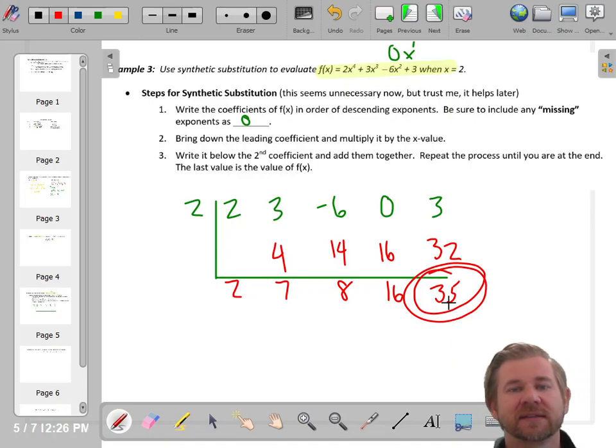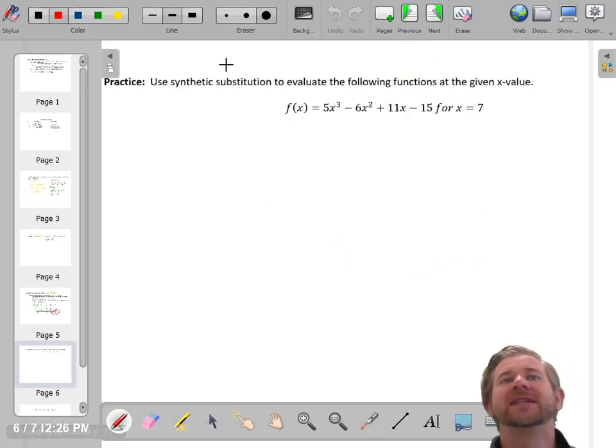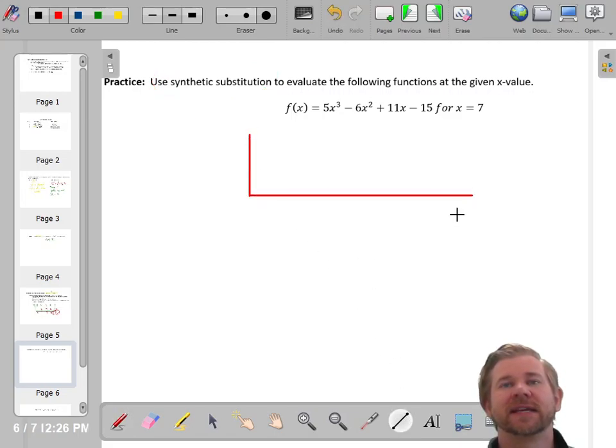This is called direct substitution, okay? So, or this is synthetic substitution. We just did it directly and synthetically now. Let's do another one using synthetic substitution. So first, you make this like an L, and then you put all of your coefficients here.